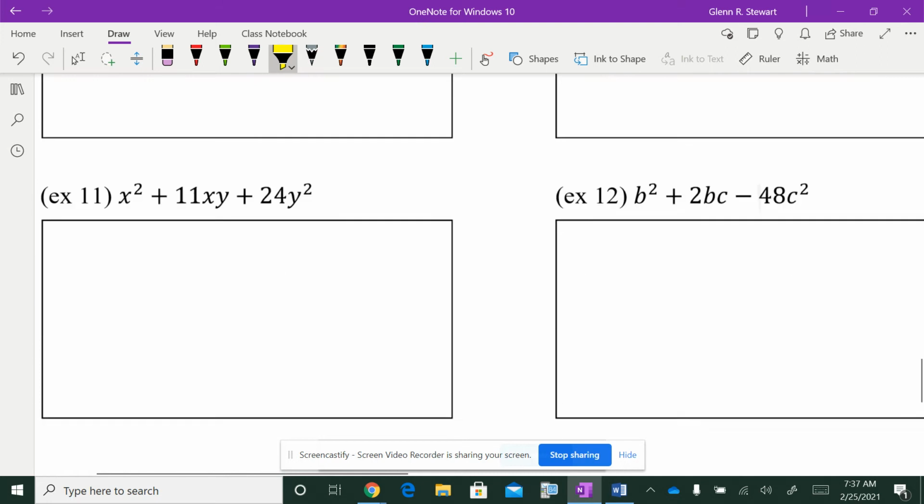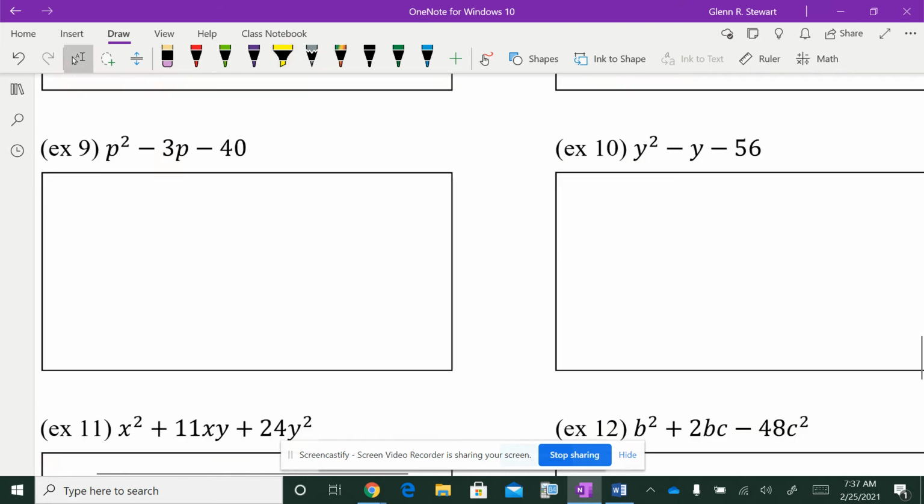All right. Not too many left. I've got 4 more left for you because I think this is good practice. Try numbers 9 and 10.